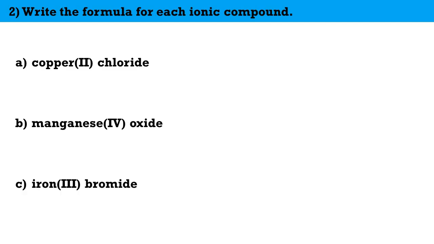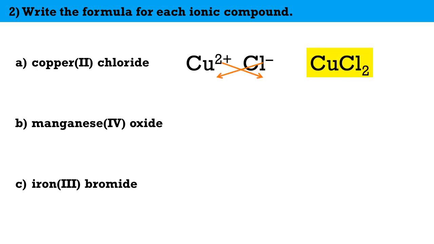Now let's answer problem number 2. Write the formula for each ionic compound. Letter A, copper 2 chloride. The formula of copper 2 is Cu2+, while the formula of chloride is Cl-. By using the crisscross method, the formula will become CuCl2. Ang ratio ng subscripts ay 1:2. This is already the smallest whole number ratio, so this is the correct chemical formula.